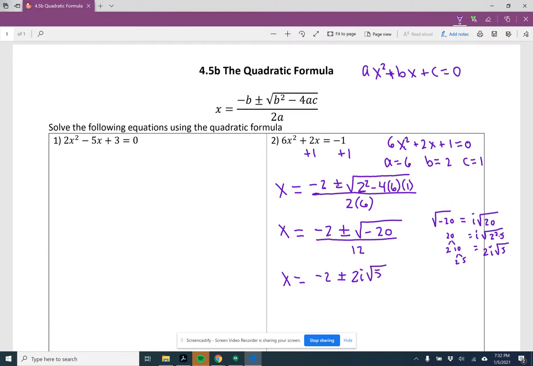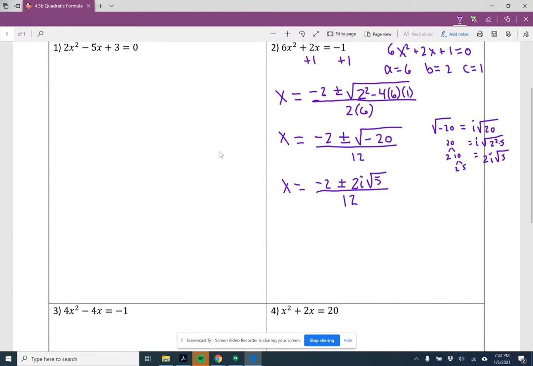Notice what we did. We still have the negative 2. We still have the plus or minus sign. We have 2i times the square root of 5, replacing that square root of negative 20. And then we have a 12. Now, we're going to reduce this because everything in sight is even. There's a negative 2, there's a 2 here, there's a 12 there. We've got evens.